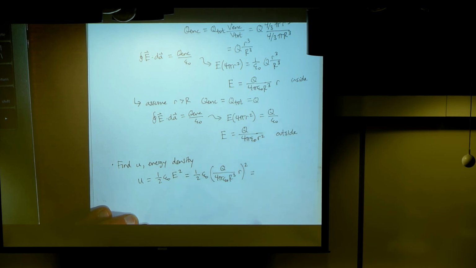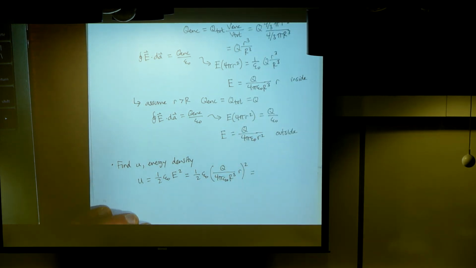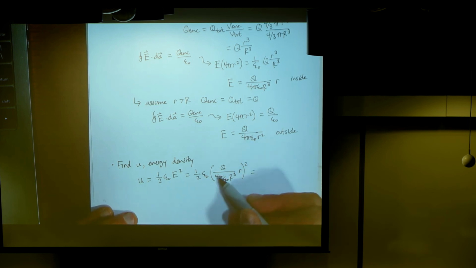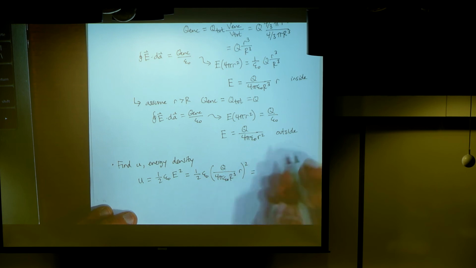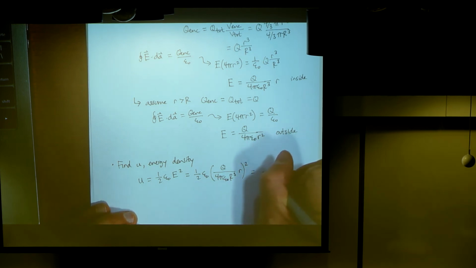So let's just keep track of what we have here. It's going to get a little messy, but we can do it. So on the bottom, I have 4 squared. What's that? 16. And then I have a half also, so that's 32 on the bottom. Do we agree?